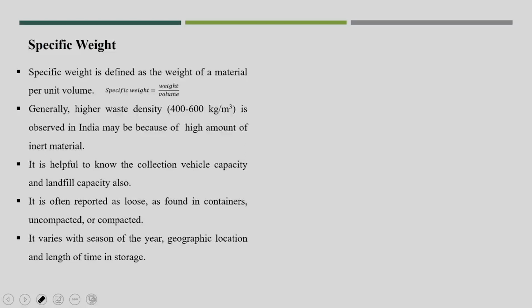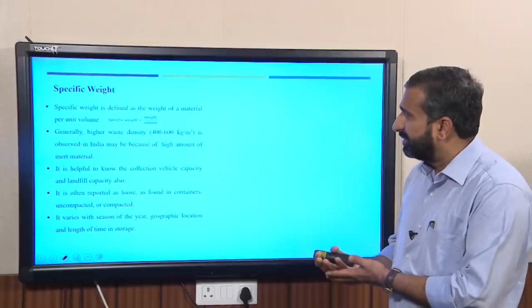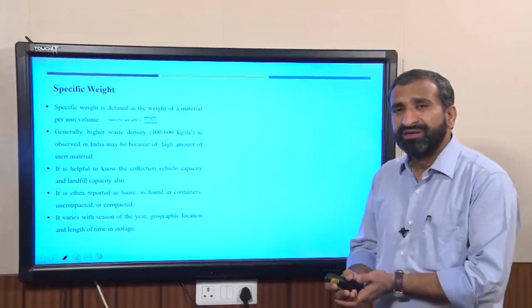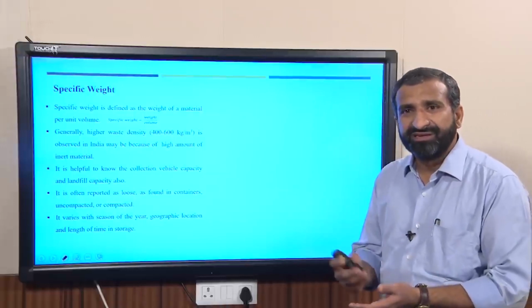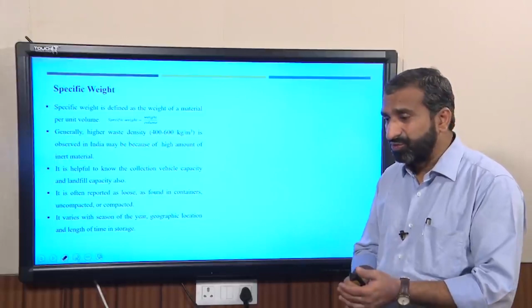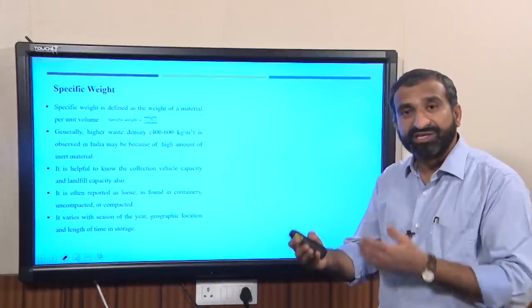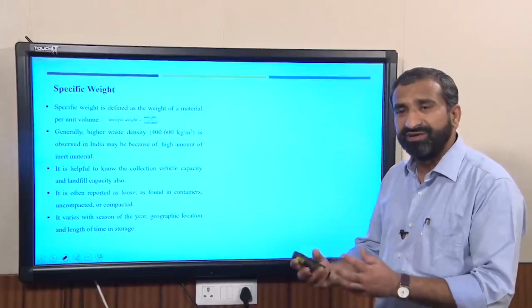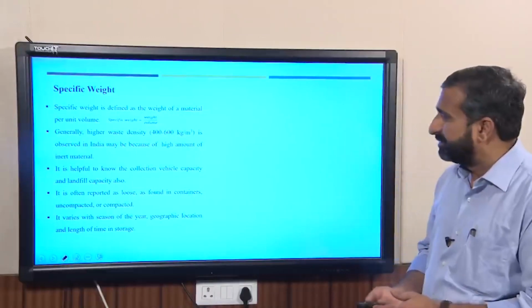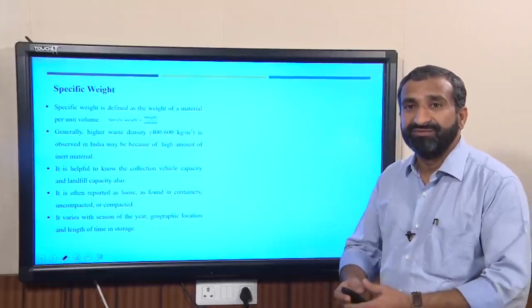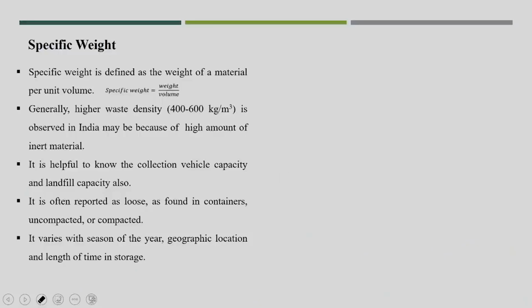Normally in India and other developing countries, waste has very high density, going to 400 to 600 kg per meter cube, because of more inert content. I also told you about the construction and demolition waste. That is also why we are getting very high density of waste. If the density is high, your collection facility will be different based on that.